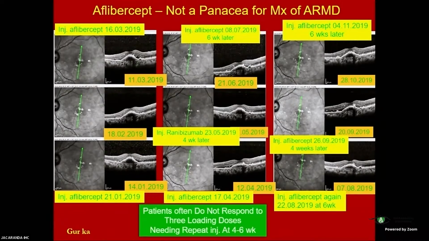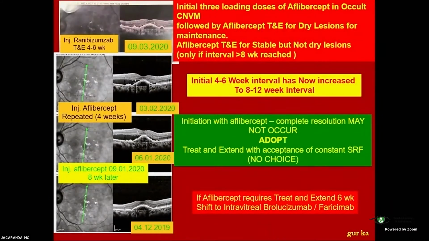Now, let's come to another patient. This patient, that was a great result. In this patient, we had an occult CNV. I started with aflibercept as the first drug, but unfortunately, we found every 4 to 6 weeks the patient required injections, despite the loading dose.